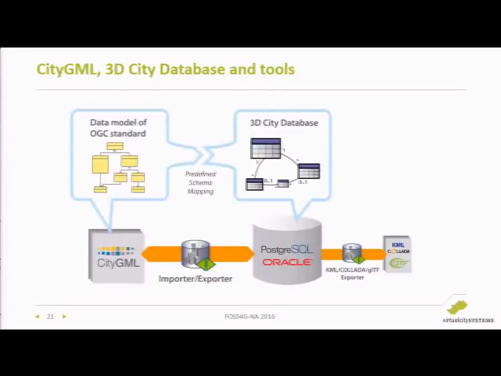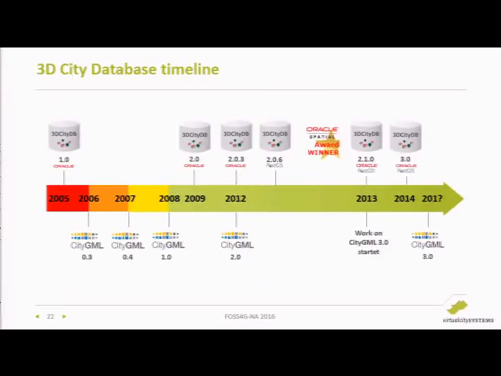Yes, so this is basically an architecture diagram. We took the CityGML data model, which is UML-based, translated it into a relational schema, which we implemented on top of Postgres and Oracle, and then we have these tools in order to load and extract data. It's quite mature also. The first version was in 2005. Now we are currently at version 3. So almost 10 years the database has been developed and it's stable.